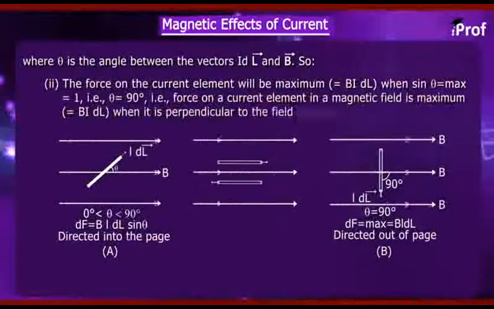Second, the force on the current element will be maximum, equal to B I dl, when sin theta is maximum, equal to 1, that is theta equal to 90 degree. That is, force on a current element in a magnetic field is maximum, equal to B I dl, when it is perpendicular to the field.